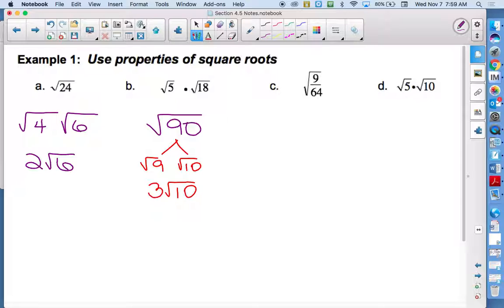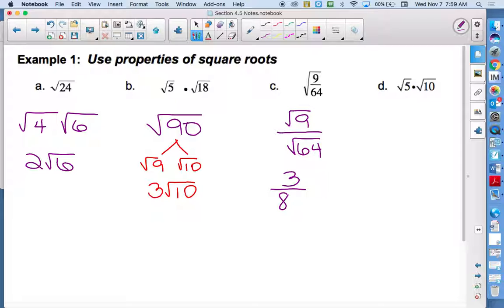So letter C, we have the square root of 9/64, which really can be thought of as the square root of 9 and the square root of 64. So, Graham, the square root of 9/64 is really? 3 divided by... Yeah. So both of those are perfect squares, it just becomes 3/8.